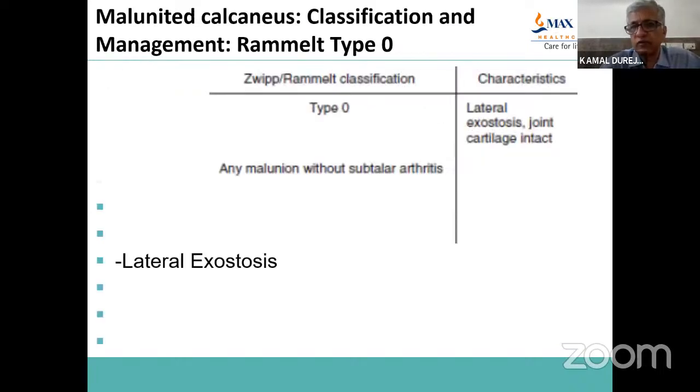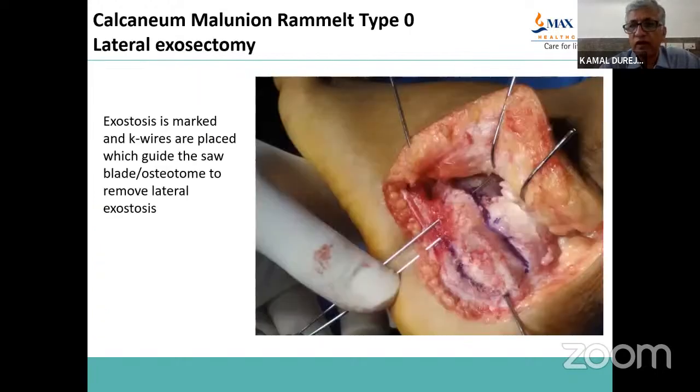We start with type 0, where we see only lateral exostosis, but a good subtalar joint. I mean, the cartilage of the subtalar joint has not degenerated. There is just lateral exostosis, which may be giving pressure symptoms on the peroneal tendons or the sural nerve. So in these cases you have to open them, mark your exostosis, and simply excise it, put some bone wax on it, and your patient becomes asymptomatic. So this is type 0.